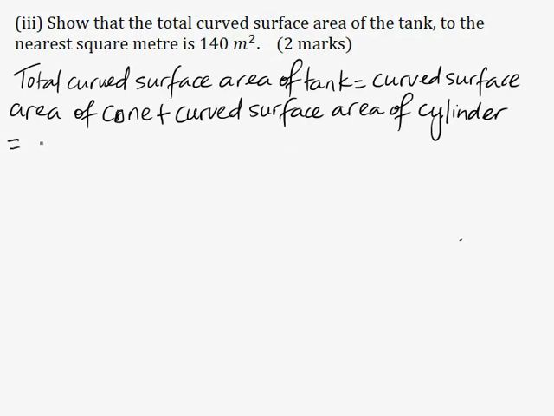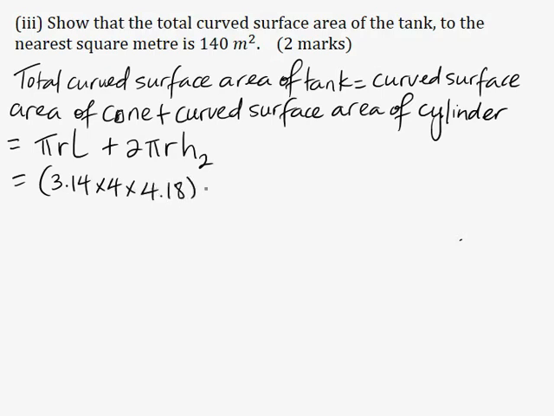So the curved surface area of the cone is given by pi r multiplied by the slant height, which is L in this case, plus the curved surface area of the cylinder is given by the circumference of the base, which is 2 pi r multiplied by its height here, h2. Substituting all the relevant values, this is 3.14 multiplied by 4 multiplied by 4.18 plus 2 multiplied by 3.14 multiplied by 4 multiplied by 3.5.